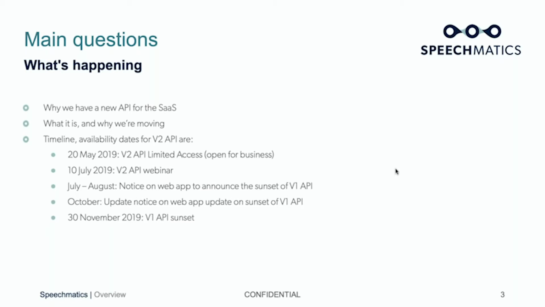Obviously, we have the webinar today, which will be made as a recording. And then later on in the summer, we'll be providing notices about the sunsetting of the old V1 API. So this webinar is really to give you some advance information about that and really to flag up that the new API is available now and the old API is going away later on this year, at the end of November.